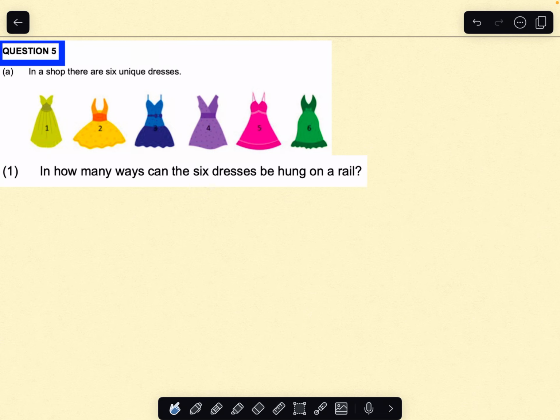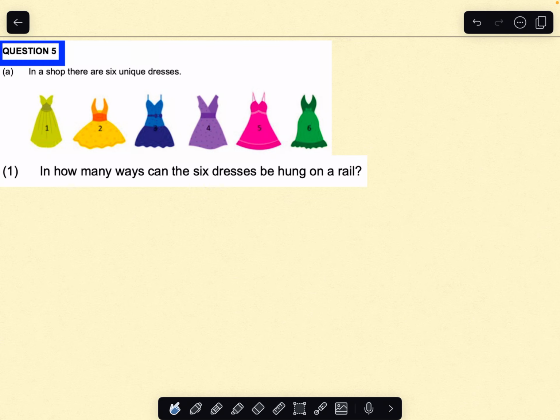Today we are continuing to look at IEB's paper 1 from May 2024, and today we are focusing on question 5a, which is a counting question. So let's see. In a shop there are 6 unique dresses.